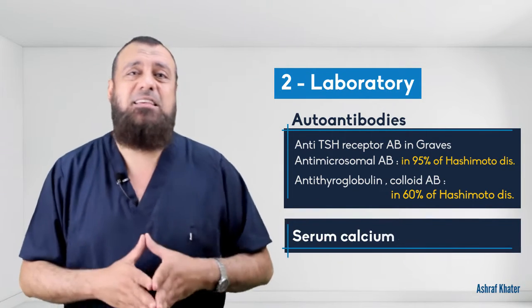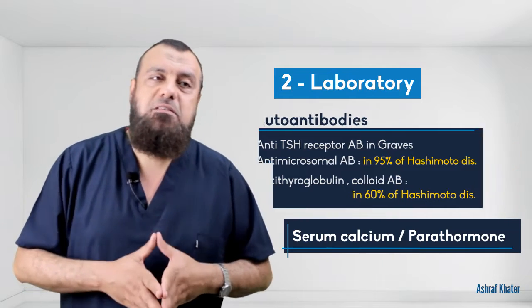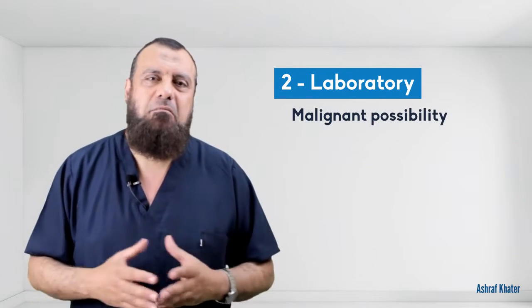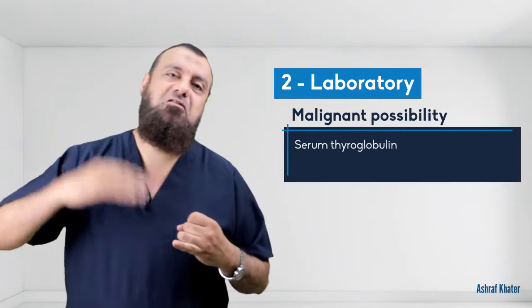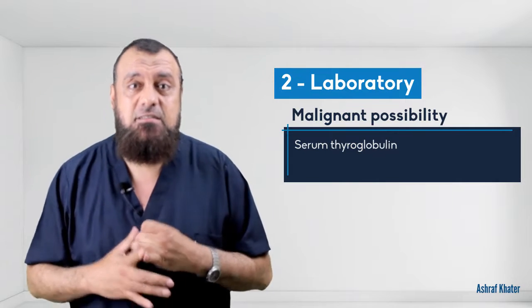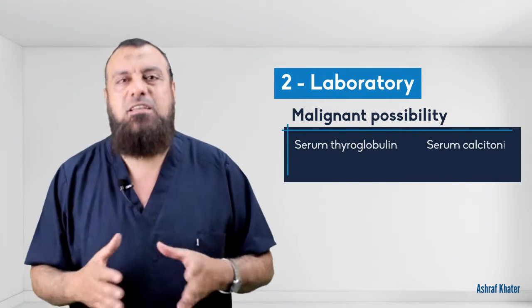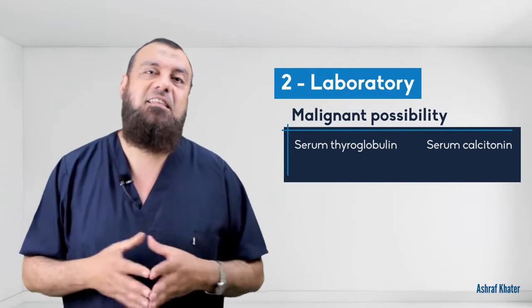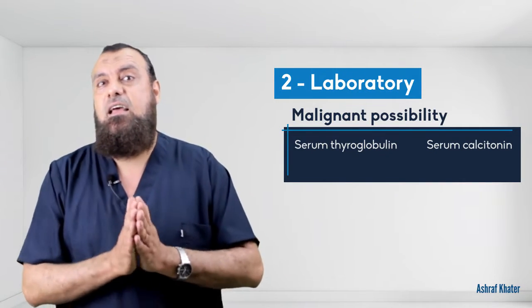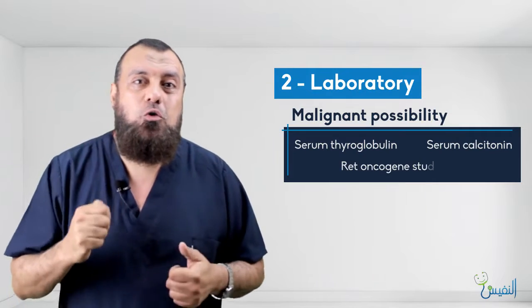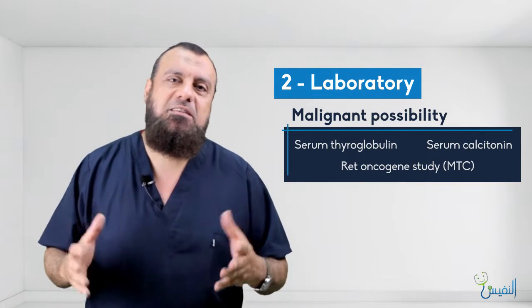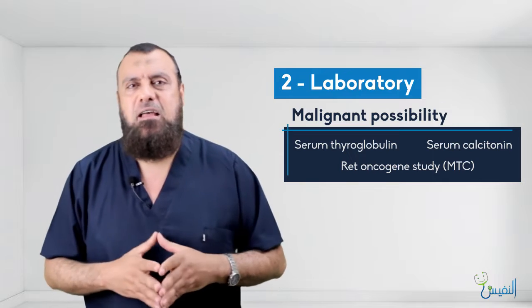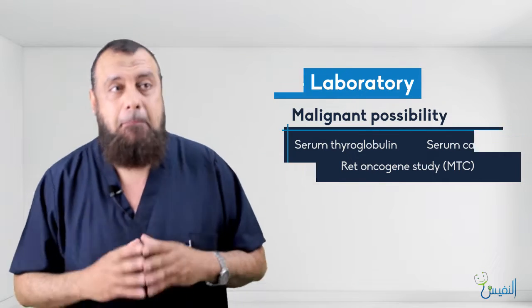And assessment of calcium and parathormone, and assessment for malignancy by the thyroglobulin, which is increased in differentiated thyroid cancer, assessment of calcitonin, which can be elevated in medullary thyroid cancer, and also assessment of RET oncogene expression in some cases of hereditary or familial medullary thyroid cancer.